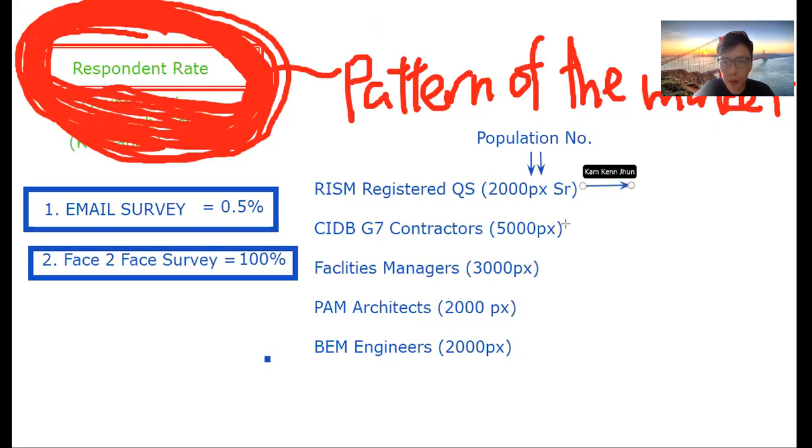Anyone? Who did contractor as your respondent? Who did facility managers as your respondent? Yes, just now someone wrote facility manager. Yi Xin, all right. Now my question, I repeat, is how many surveys should you send out if you are doing an email survey? How many of them should you send out? For QS, how many of them should you send out?